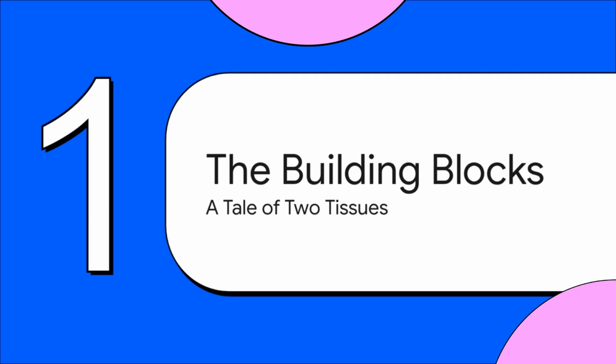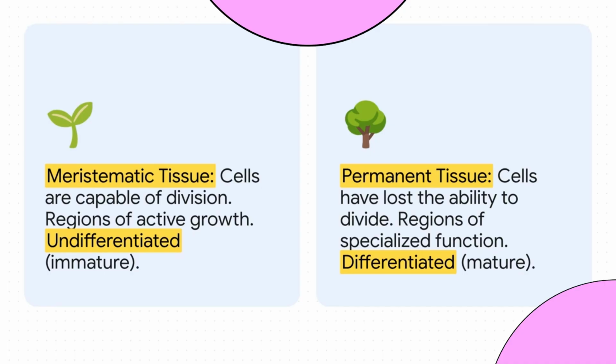Okay, so right at the very heart of all plant construction, there's this really fundamental split. You've got tissues that are all about growing and making new cells, and then you have tissues that have already finished growing and have settled into a permanent job. You can think of it like the construction crew versus the finished parts of the building, like the walls and the windows.